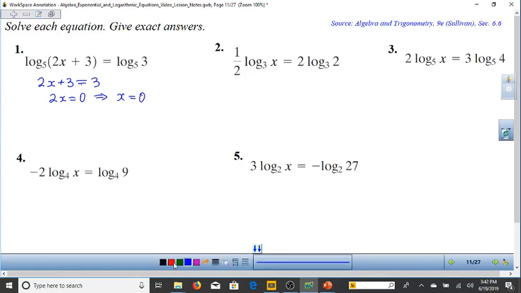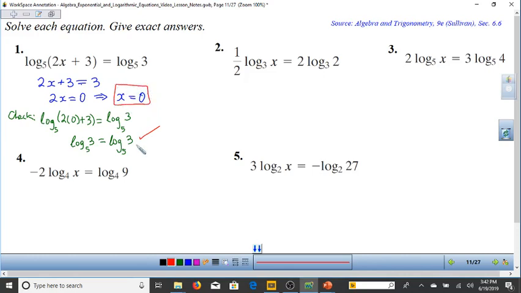And then let's do a quick check to make sure that we are correct. I'm going to plug in 0 for x, so I get log base 5 of 2 times 0 plus 3 is equal to log base 5 of 3. And that gives me log base 5 of 3 equals log base 5 of 3. And so both sides work, so that means this is my solution.